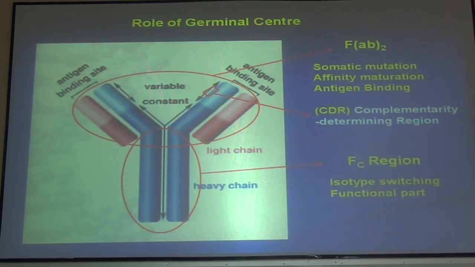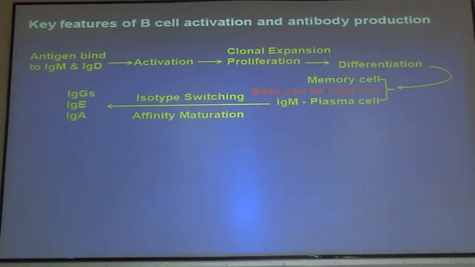And the Fc fraction of the antibody is responsible for the functional part. So the Fab binds with the antigen, and the function is based on the Fc fraction, whether it is IgG or IgE or IgM. It is the Fc part that tells the cells and signals what to do. And when we talk about isotype switching, it happens in the Fc portion.